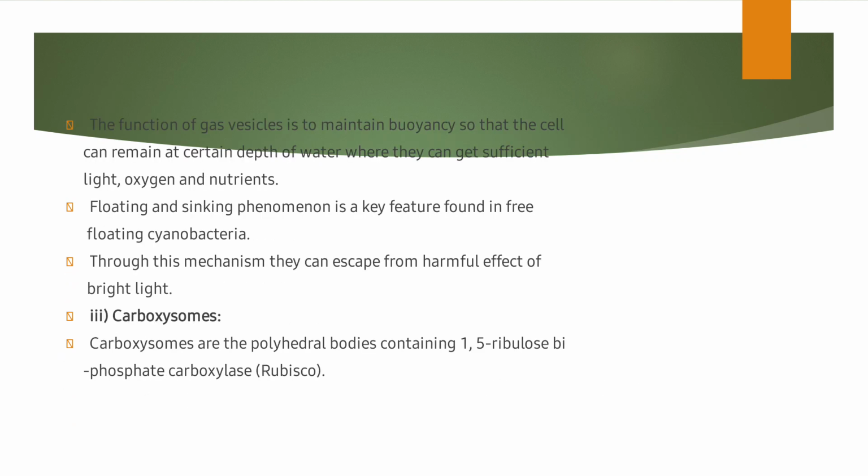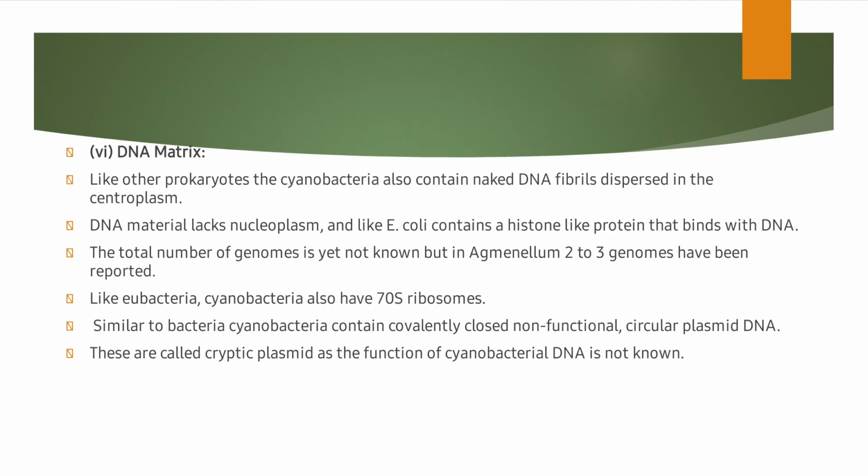The function of gas vesicles is to maintain buoyancy so that the cell can remain at a certain depth of water where it can get sufficient light, oxygen and nutrients. The floating and sinking phenomenon is a key feature found in free-floating cyanobacteria. Carboxysomes. Carboxysomes are polyhedral bodies containing 1,5-ribulose bisphosphate carboxylase called rubisco.